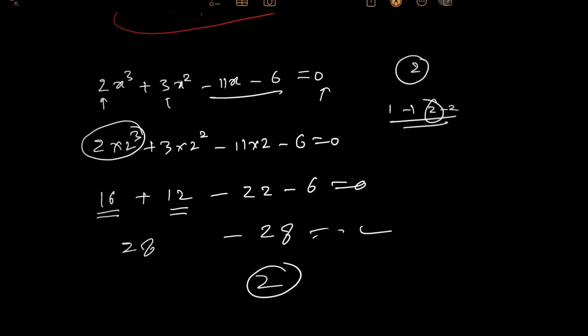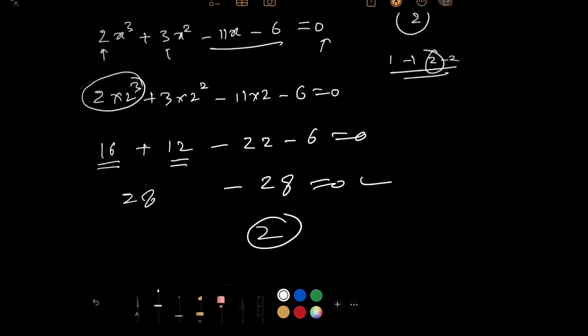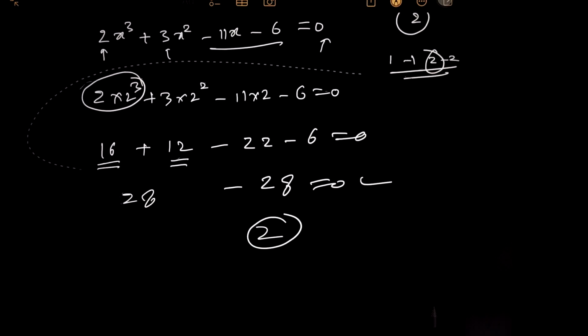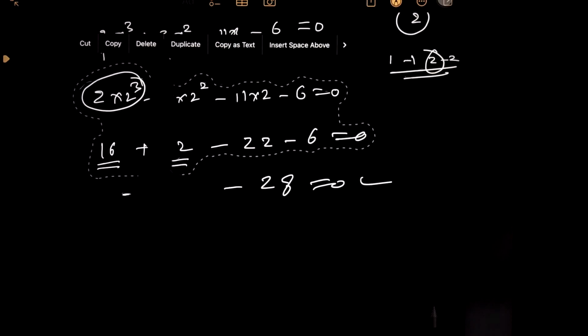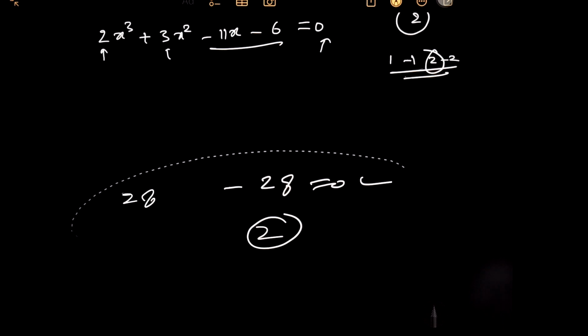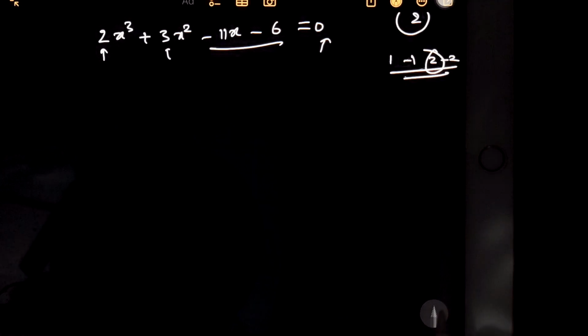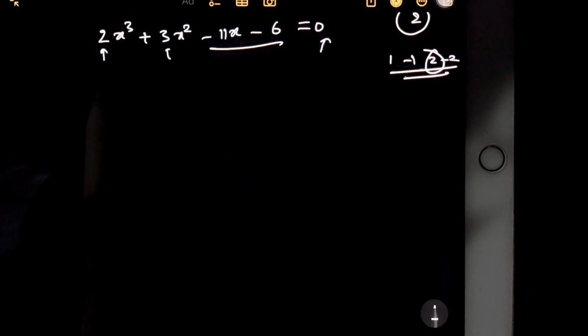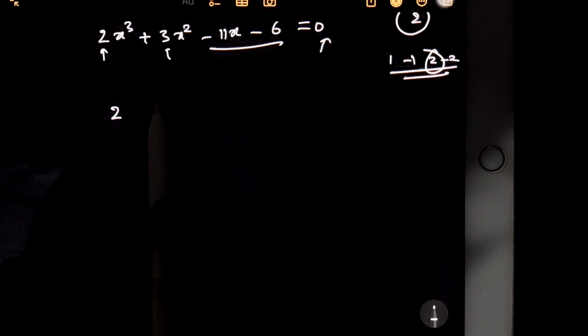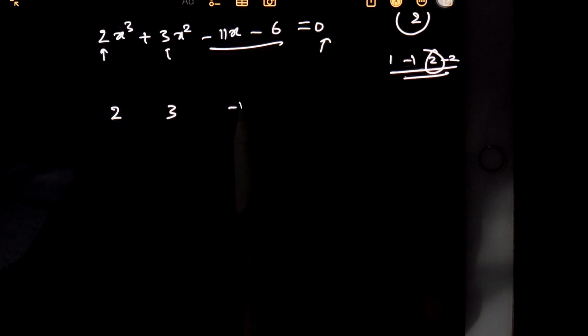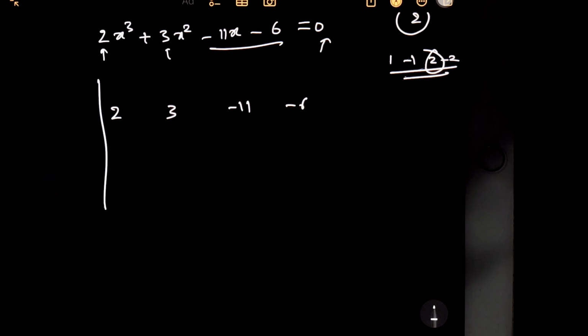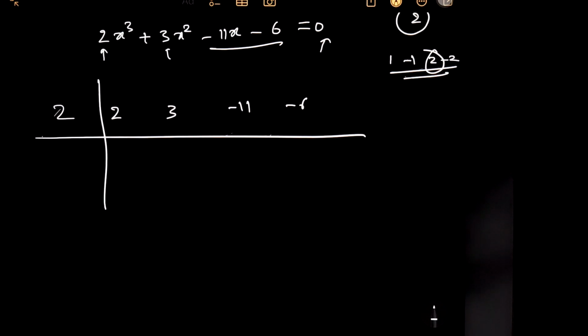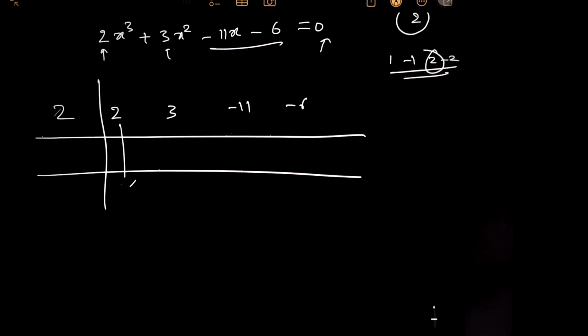Now because you know 2 is your first root, let's finish this here. So what will you do? Same procedure. You drop down this 2, this 3, this -11, this -6, and draw it like this with 2. Then you bring this 2 down and don't do anything. Then this 2 and this 2 you multiply. This will become 4.